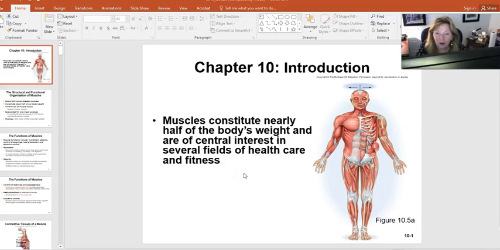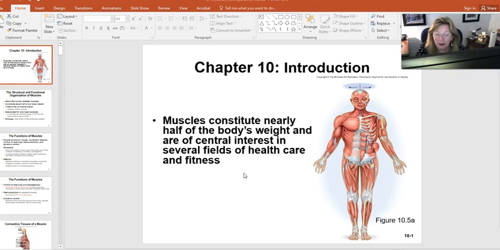Hi, welcome to our study of the muscular system and muscle physiology. So we will start with chapter 10, which is actually an introduction to muscles and muscle anatomy. And this is where we'll start, and then we'll end up with the physiology of muscles, especially skeletal muscle.